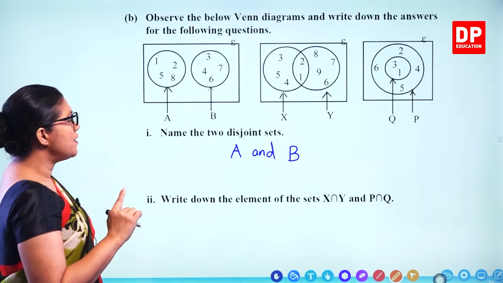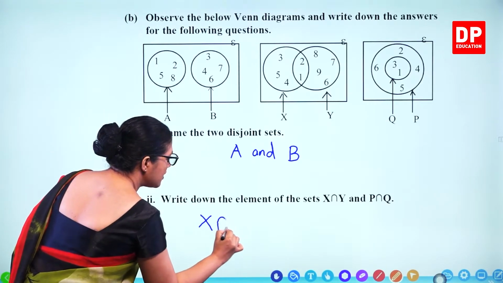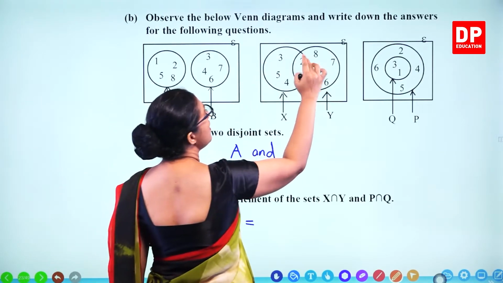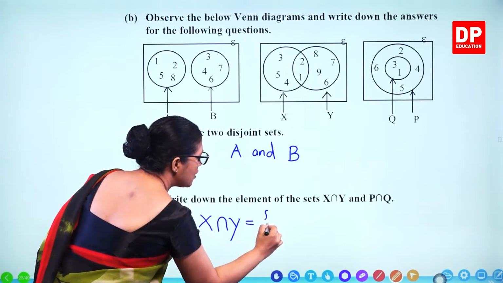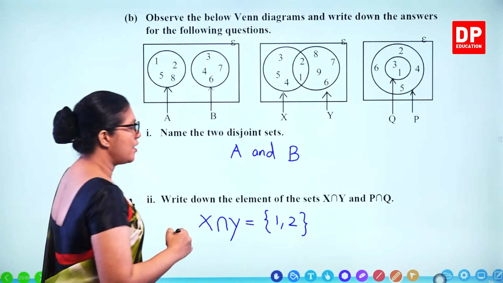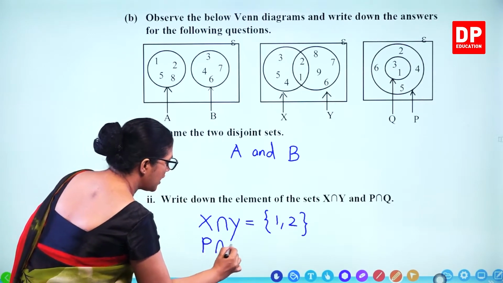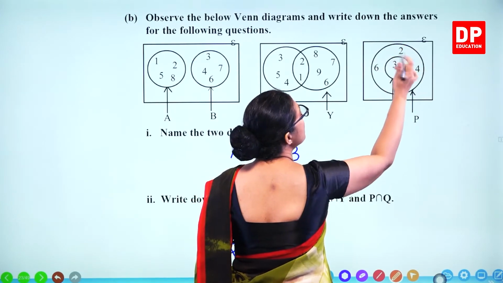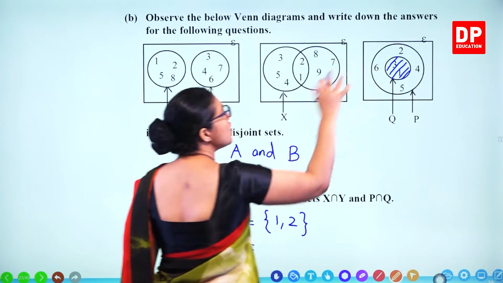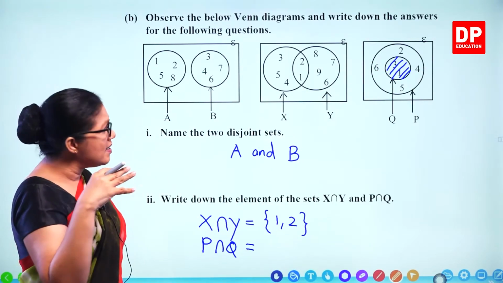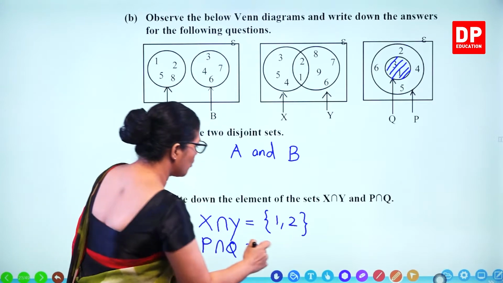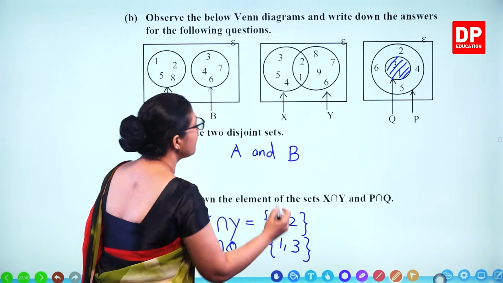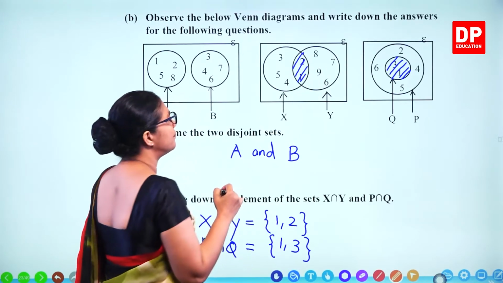Write down the elements of the set X intersection Y. This is how we call intersection: the common ones. Here we can see 1 and 2 are common. So 1 and 2. What about P intersection Q? P is the big one, and Q is inside P, a subset. When you take Q, that part is common. So we can write all elements in Q: 1 and 3. In the previous one, 1 and 2 only.